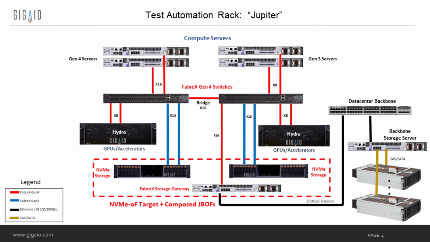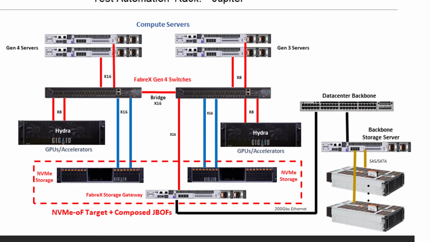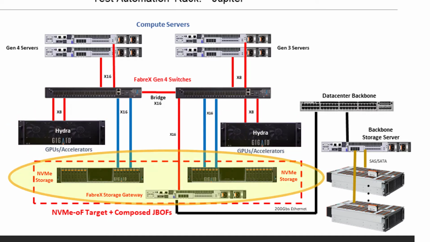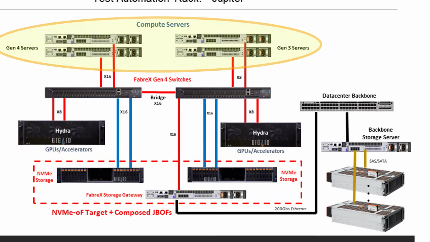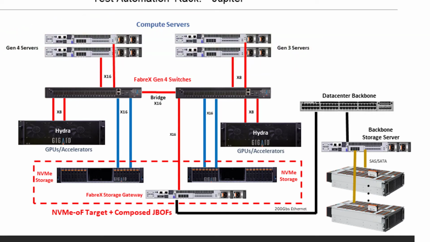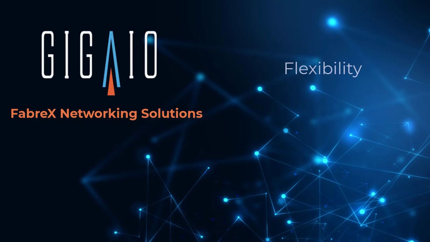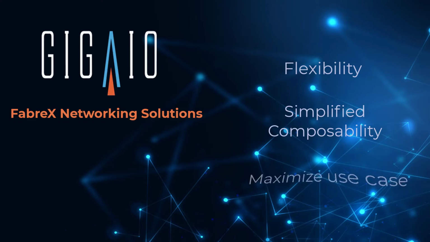Here I've pulled up one of our automation racks that we have in the lab. We have multiple setups. This particular one is called Jupiter, and I've pulled it up because I think it is kind of our Swiss Army knife, with multiple switches, multiple different I/O connections, some JBOGs for GPUs, accelerators, some JBOFs for NVMe-oF storage, along with several different compute servers. But I think this best illustrates the flexibility that you have with GigaIO FabreX in terms of composability, and utilizing that composability to maximize your use case when you're running integration tests or other applications.